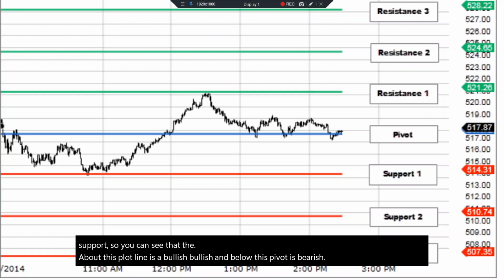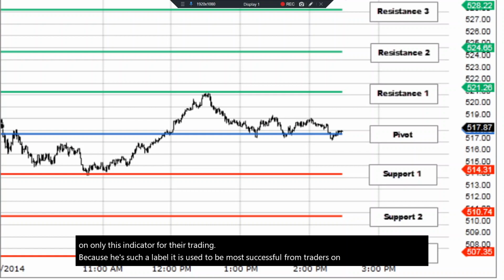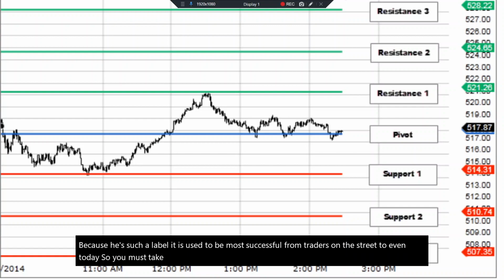So these pivot points have been used since the history of the stock market. Many successful traders rely only on this indicator for their trading because it is so reliable. It is used by most successful traders from history to even today. So you must take important note of this indicator.